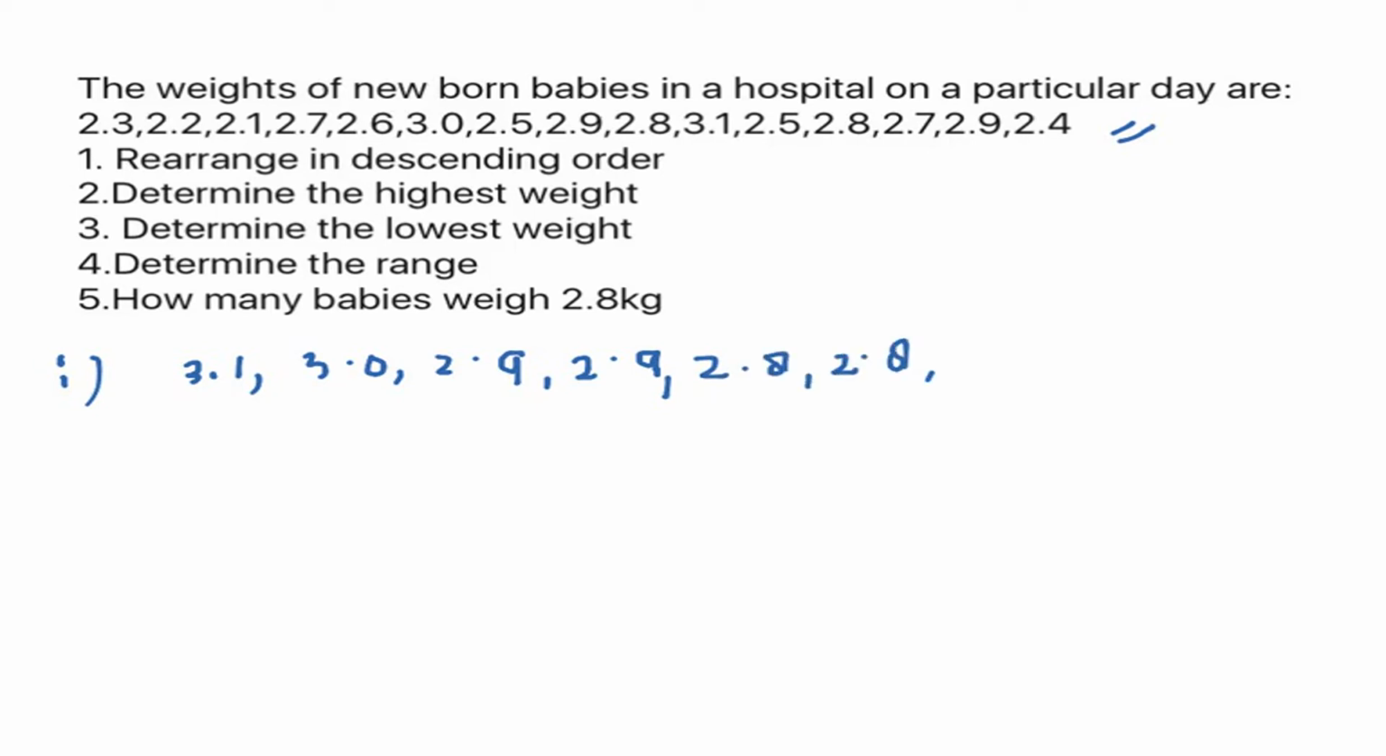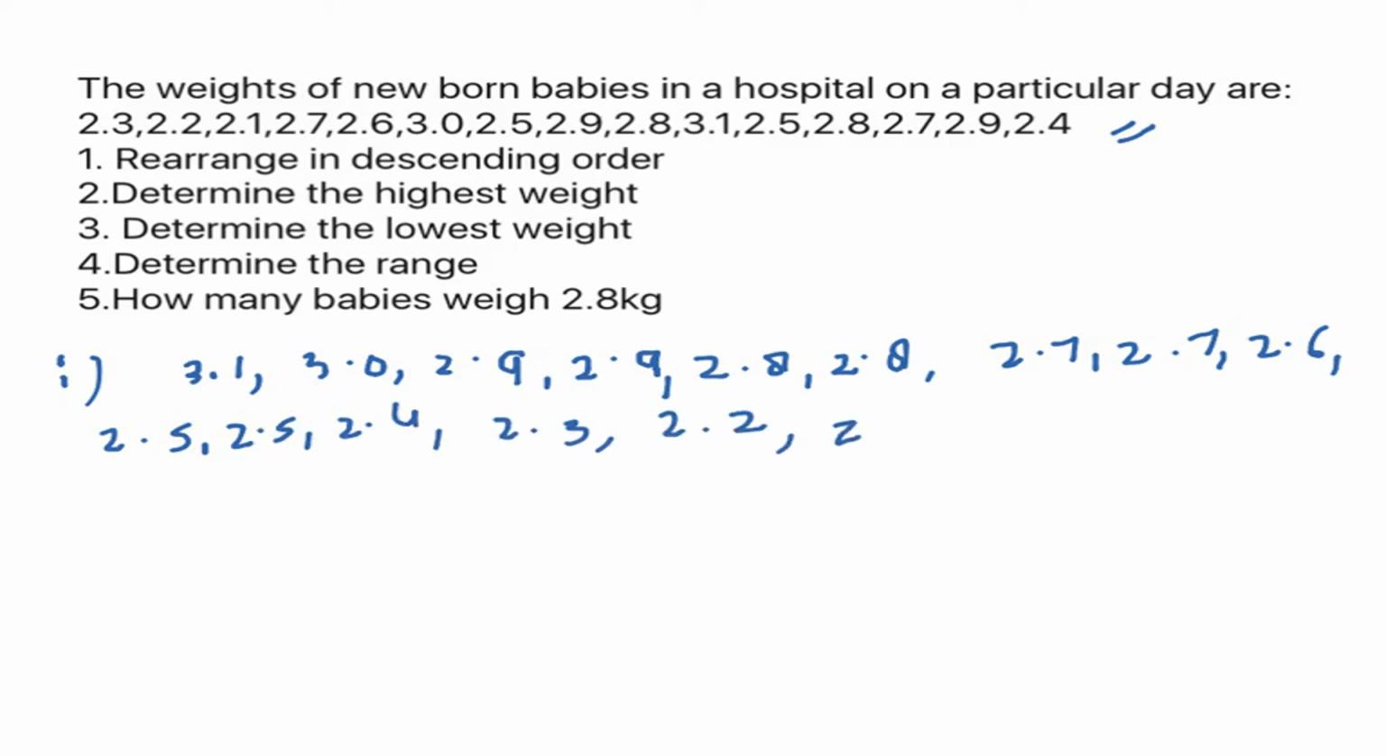Next we have 2.7, 2 times. Next we have 2.6. 2.5, 2 times. 2.4, 2.3, 2.2 and 2.1. So I arrange it in descending order. Next we have to determine the highest weight. So clearly the highest weight is 3.1 kg.